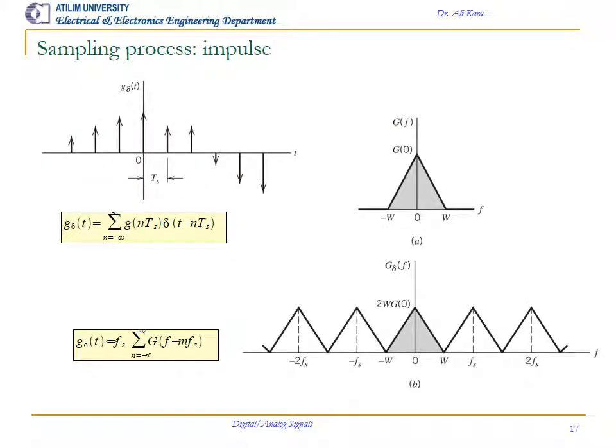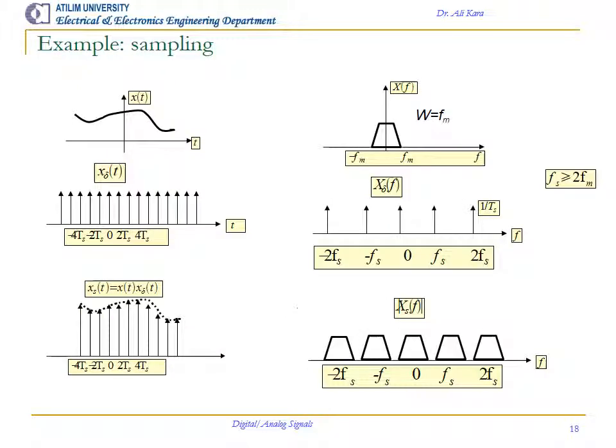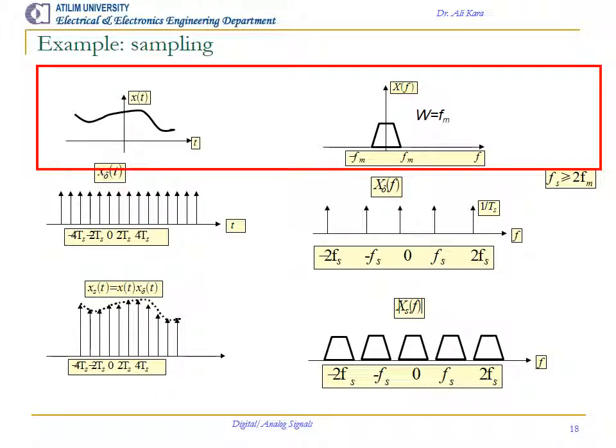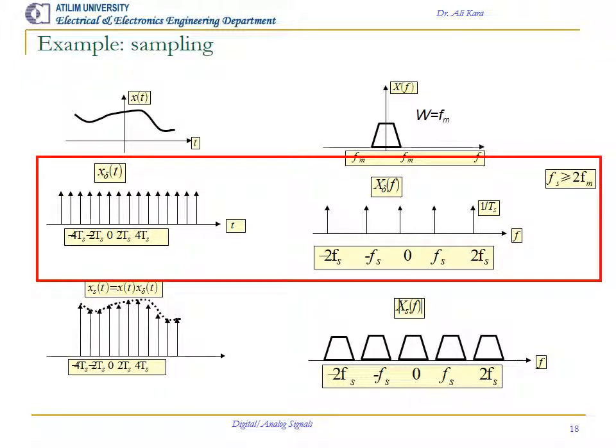Sampling process, impulse. As we have seen in earlier slides, taking the samples means, in the frequency domain, repeating the original spectra at every fs frequency interval. Example, sampling. So, here is an example. Take the message signal x of t. Its Fourier transform x of f is denoted in the adjacent figure. Now sample it with Dirac deltas separated by Ts, which is called the sampling interval. Ts reciprocal is called the sampling frequency, denoted by fs.